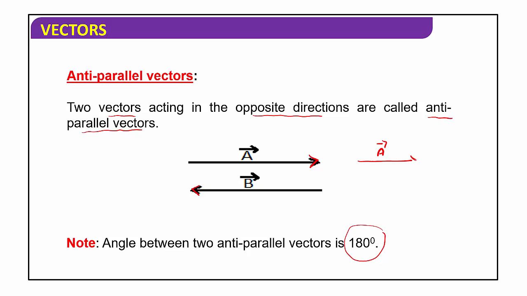Right, it is moving in this direction. The vector B is moving opposite to that. So the angle between them is how much? 180 degrees. The angle between two anti-parallel vectors is 180 degrees.